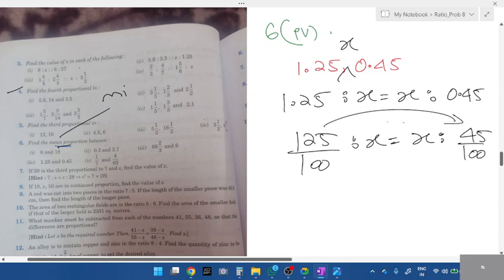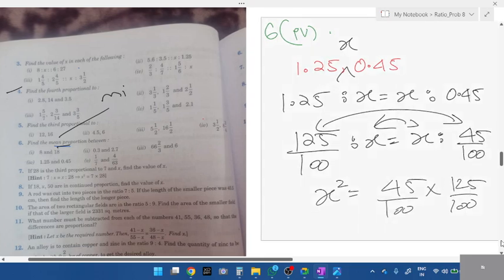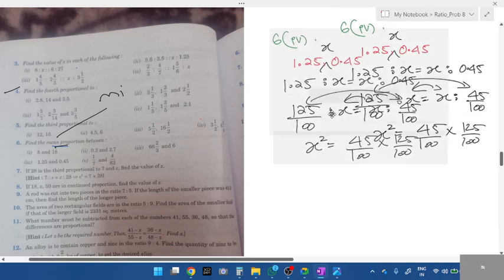Now product of means is equal to product of extremes. x into x is x square, equal to 45 divided by 100 into 125 by 100. Reduce it, students. Use the 5 times table and reduce it. Later find the square root.